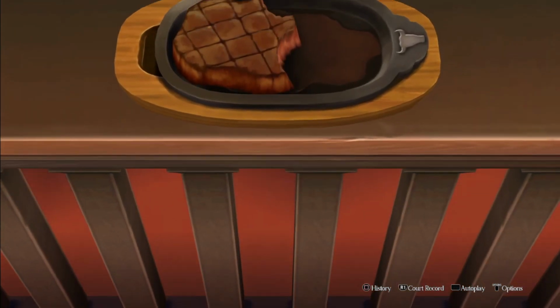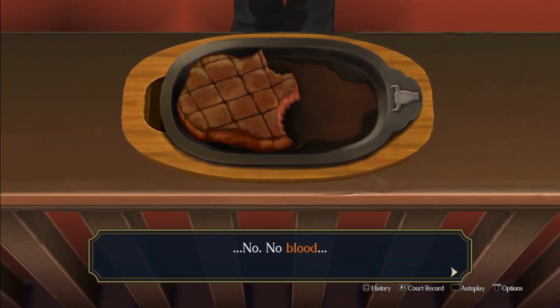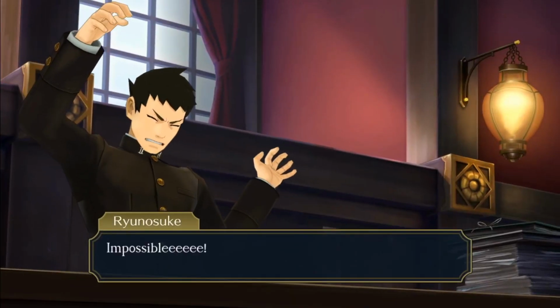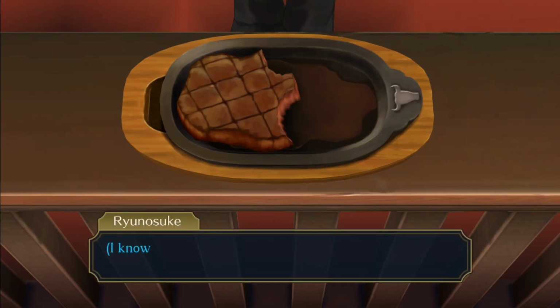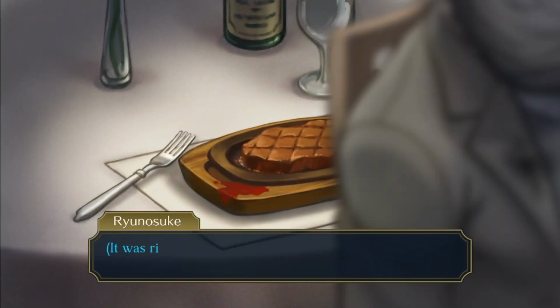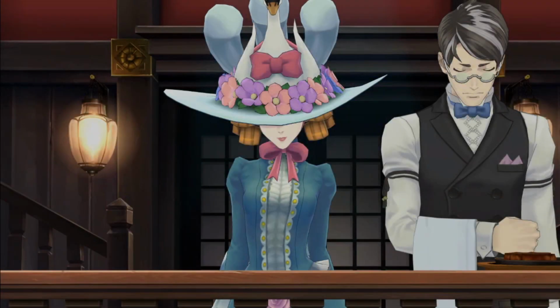Okay. Where's the blood? Oh, I guess it must have... Maybe it was wiped off, but it's also possible it's like... That's not the sauce? And that's the blood? No, no blood. No blood anywhere. But no, that's impossible. I know I saw it, I'm sure of it. It was right there on the table behind the professor. There was blood on the side of the plate. Who could have wiped it off?